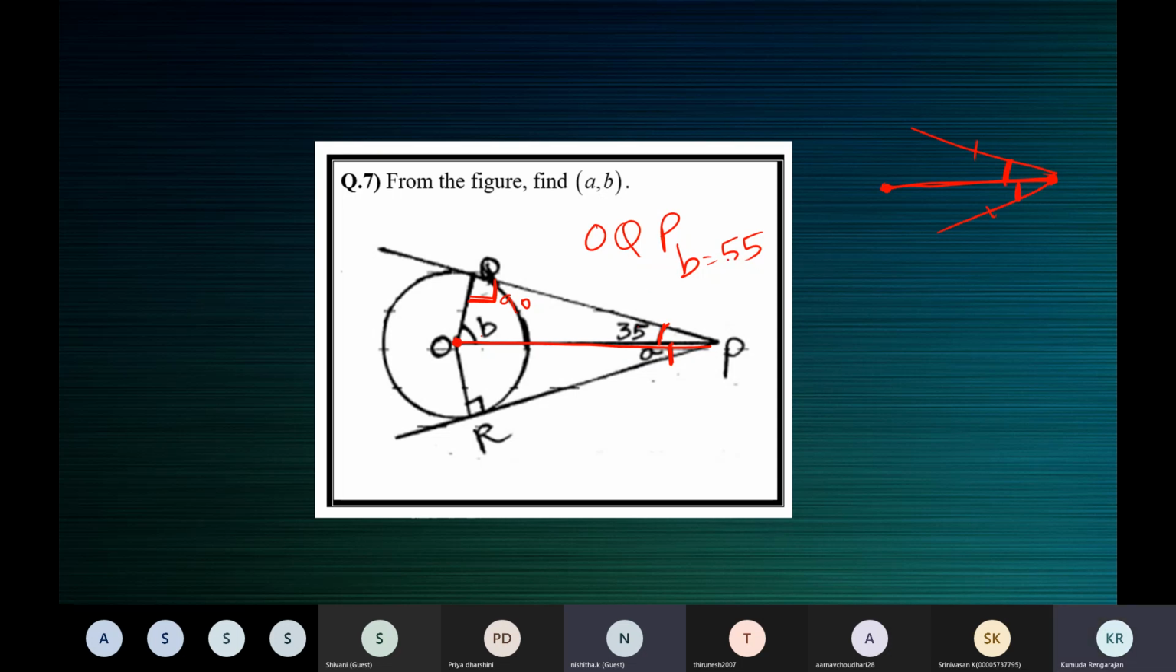55 or 45, children? 55 only, ma'am. Oh, yeah, 55. Suddenly a mind block. I was seeing 90 as 100 degrees and I'm like, why is everybody saying 55? Yeah, so B is 55 degrees.